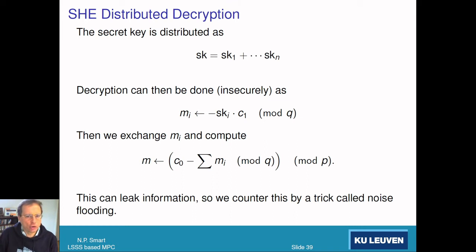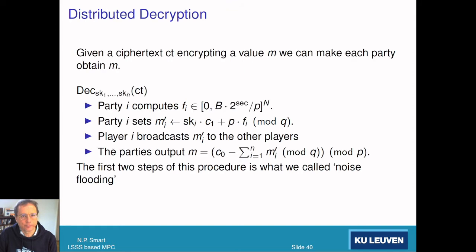So there's a standard trick to use with this form of distributed decryption, which is correct but insecure. There's a very simple way of making it secure, and that's using a trick called noise flooding. So how do we do that? So this is how distributed decryption works. This is how noise flooding works.